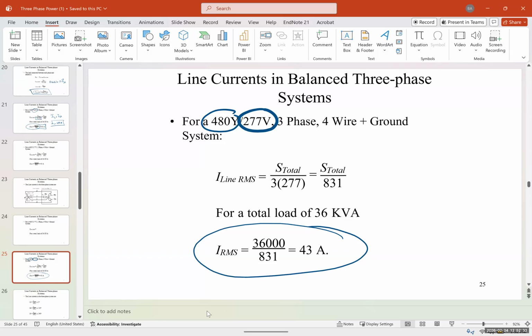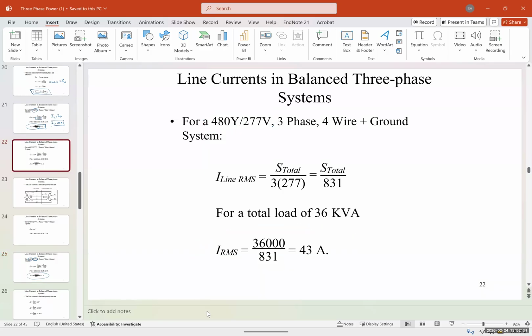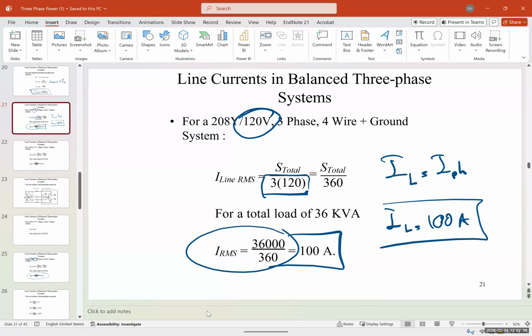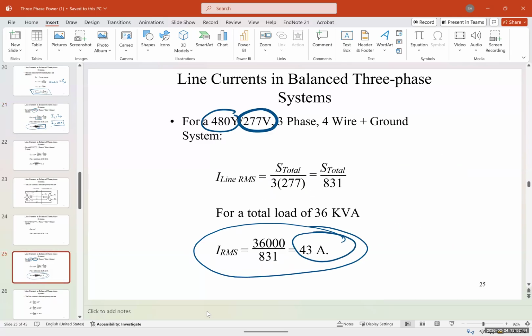Now, what is the conclusion here? The first one, we got a current of 100 amps. The second one, we got a current of 43 amps. Which one is better? Which load is better? Which motor is better? So both of them have the same power, which is 36,000. So both of them are exactly the same in the output.